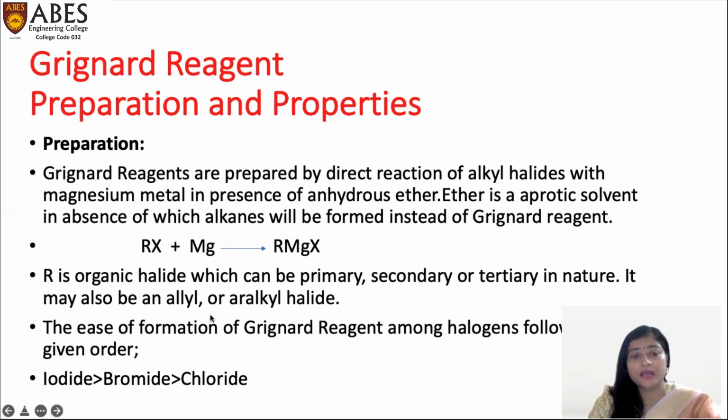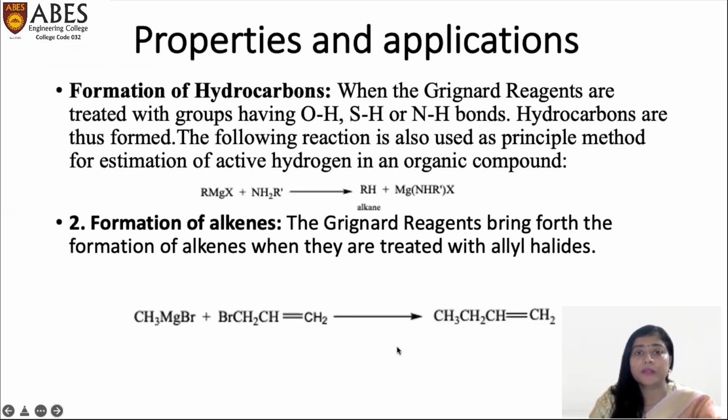It can also be an allyl or aryl alkyl halide. That means the aromatic compound or ring can also be here. The ease of formation of Grignard reagent among halogens follows the given order. So iodine forms the most reactive Grignard reagent, then bromine, then chlorine. Now the properties and applications of Grignard reagent.